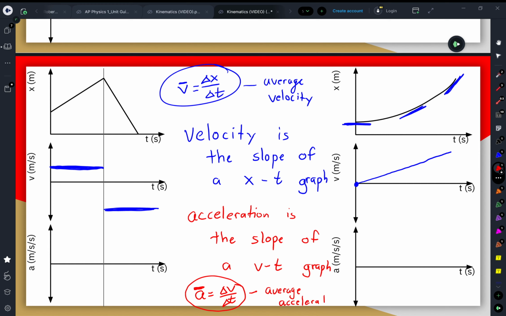Our definition of velocity is the slope of a position-time graph. Our definition of acceleration is the slope of a velocity-time graph. The two equations that are currently written on this page are ways for us to calculate those in very specific situations. So if we apply that to the leftmost graph, the velocity-time graph has two distinct velocities, but within their respective time regions, neither of them are changing their velocity. So both of them have an acceleration of zero.